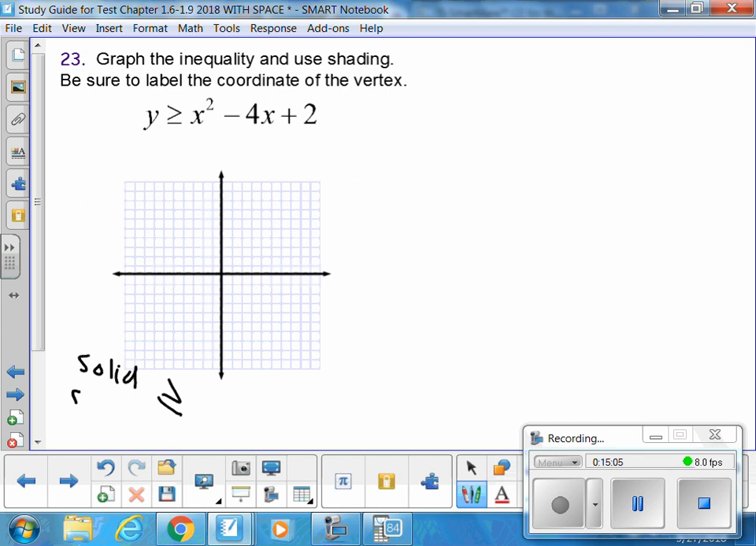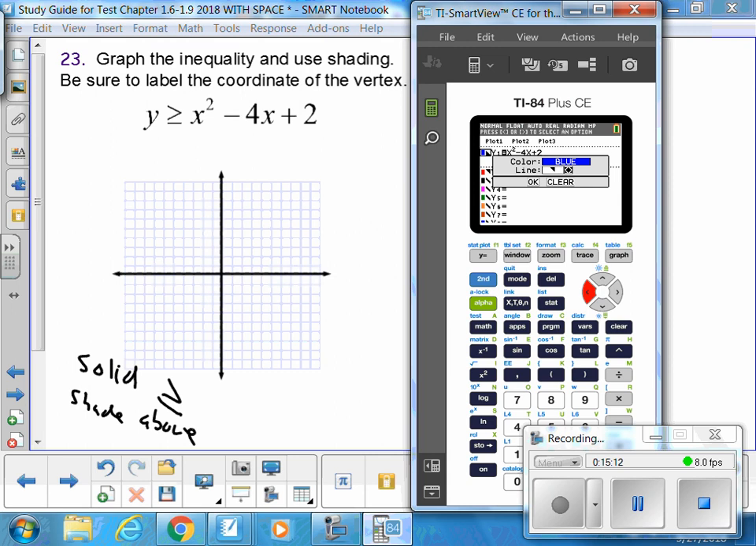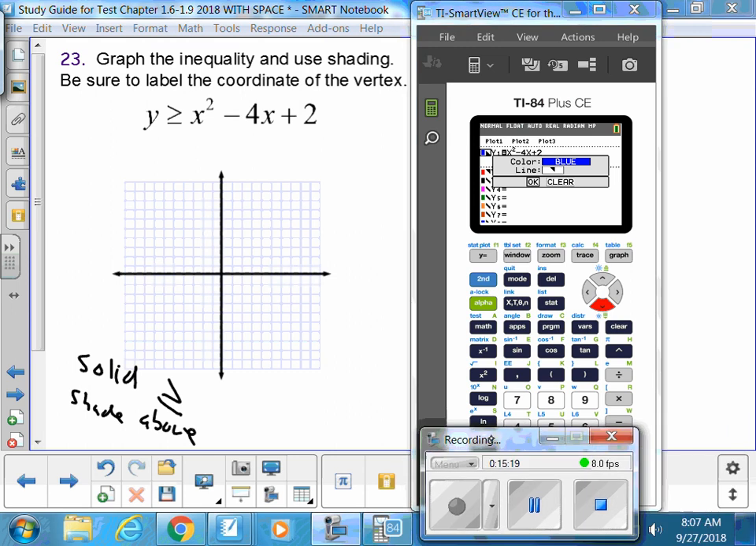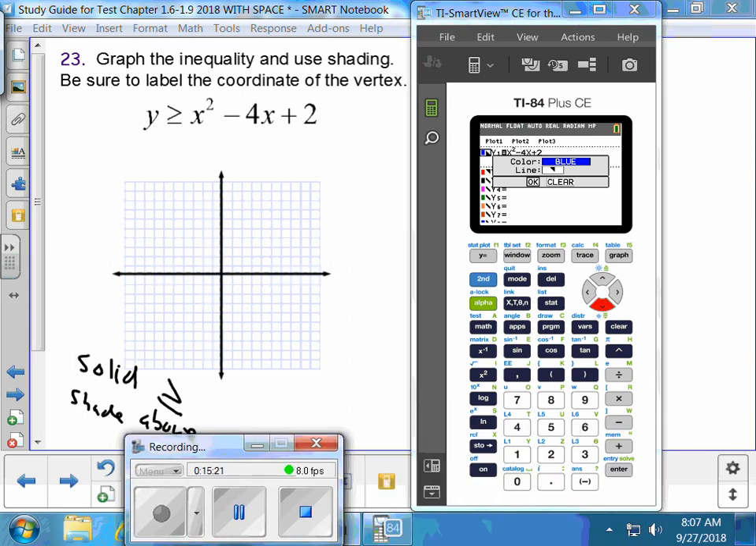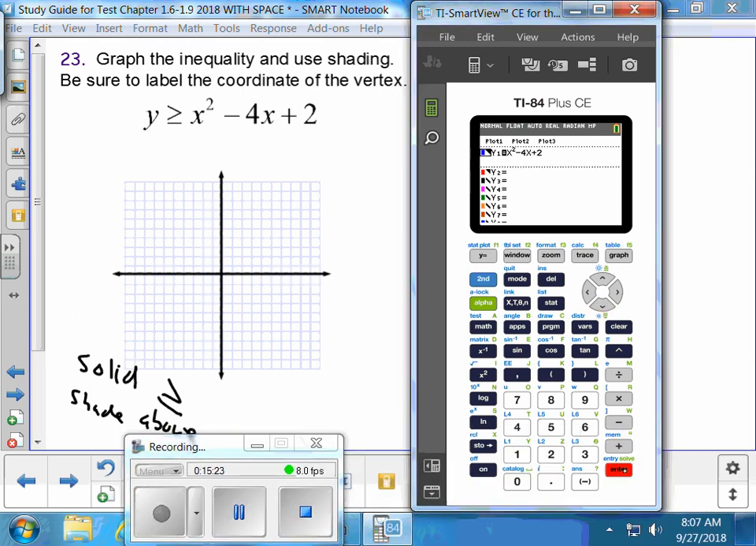But then they told me that we're going to need to shade above. So what we selected is what I call the shade above wedge. It looks like this little guy. And then we're ready to hit graph. Or okay, and then graph.